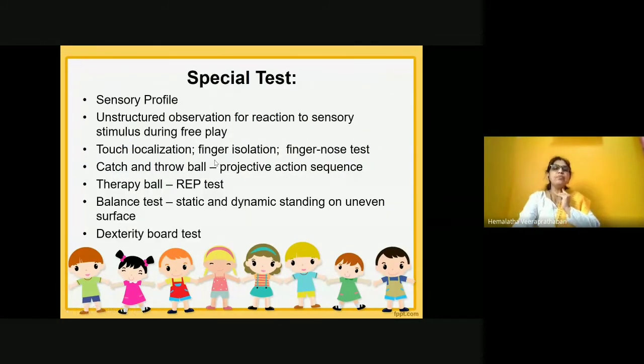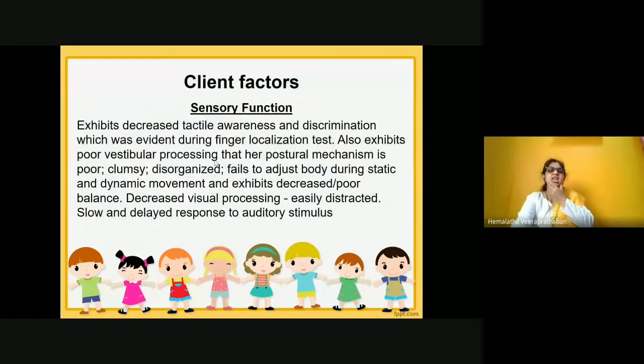The special tests we performed are the integrated sensory profile. We provided unstructured observations for the reactions to sensory stimuli during free play, touch localization, finger isolation, finger nose test, catch and throw the ball, therapy ball test for righting equilibrium and protective responses, balance test, static and dynamic standing on uneven surfaces, and dexterity board test. So these are all the special tests we have integrated.